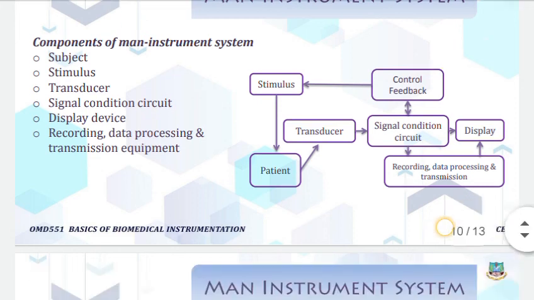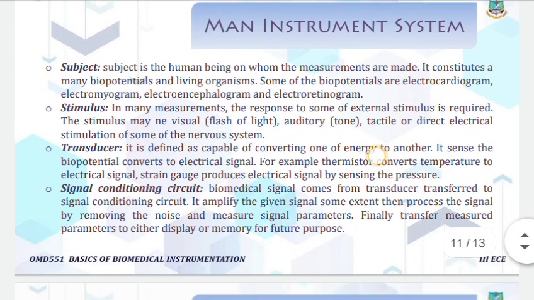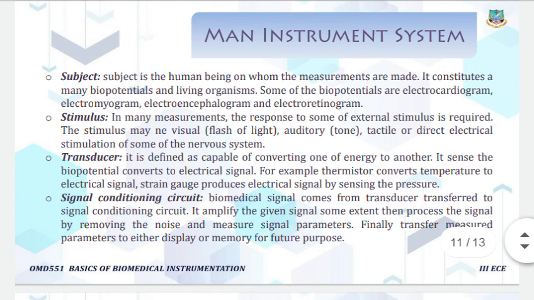Okay, have a look at the subject. The subject is a human being on whom the measurements are made. It constitutes a biopotential source, a living organism. Some of the biopotentials are electrocardiogram, electromyogram, electroencephalogram, and electroretinogram. Electroretinogram, what is that? It is used to measure the variation in the eye.